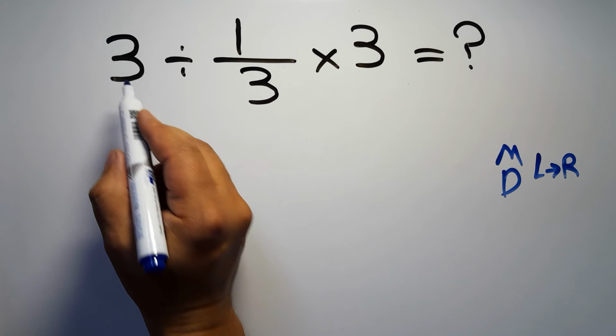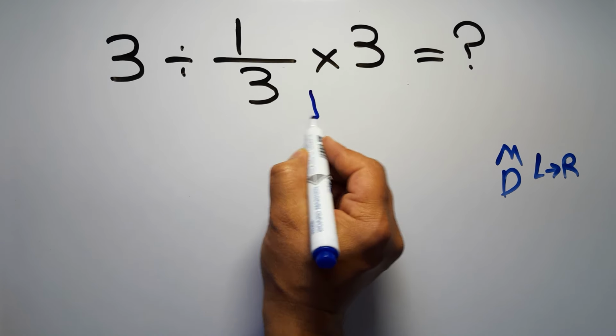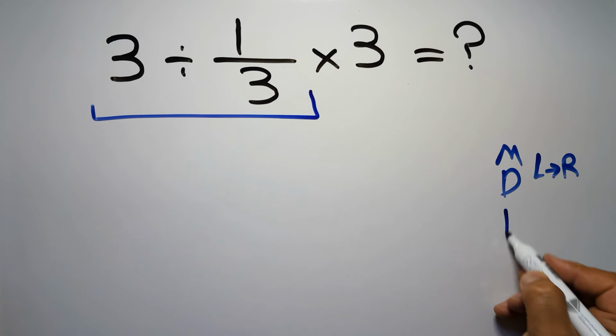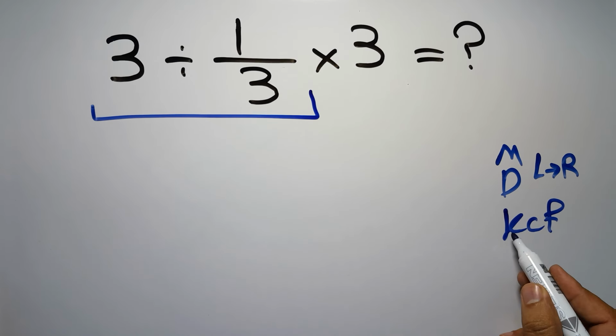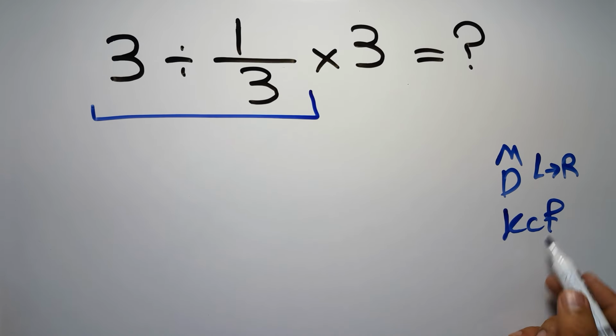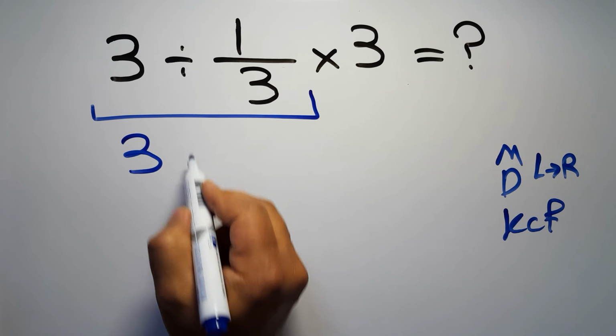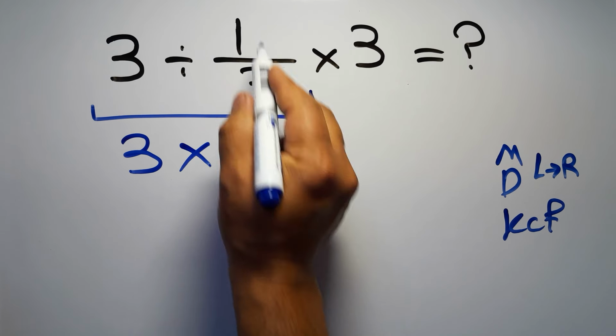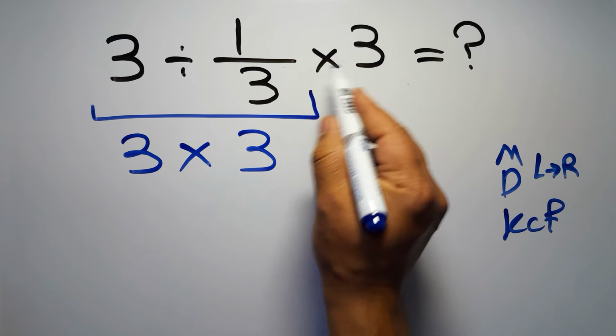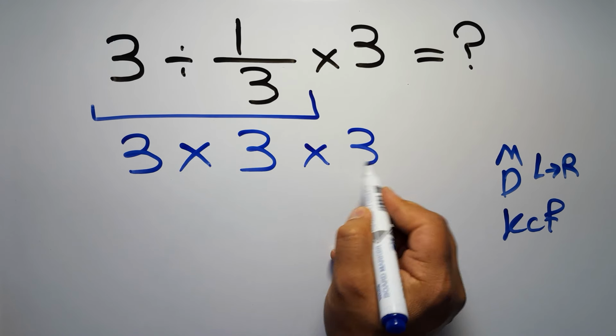So first is division, 3 divided by 1 over 3. According to the KCF rule, K stands for keep, C stands for change, and F stands for flip. We can write keep the first fraction, change division to multiplication, and flip the second fraction. And here we have times 3.